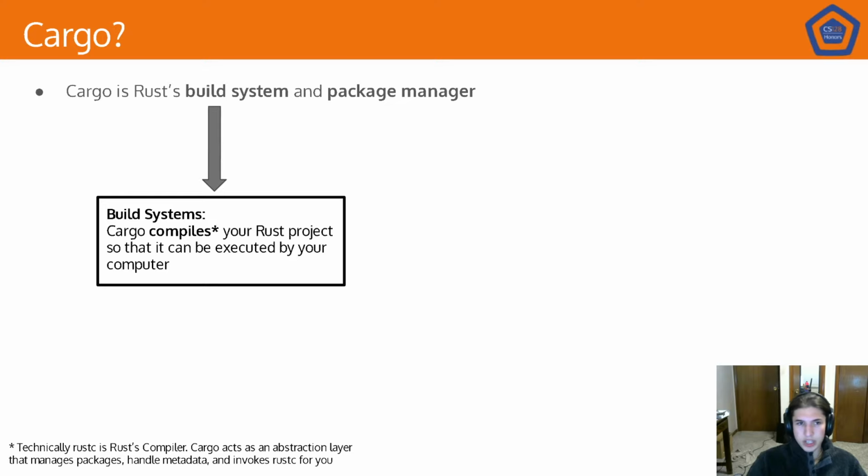Now, there's a caveat here. You can see the asterisk. Technically, rustc is Rust's compiler. And we'll actually take a peek at rustc in just a little bit here. But Cargo abstracts you away from rustc and does all of this handling at a higher level. It handles your packages, it handles your metadata, and it invokes rustc for you when you want it to. And again, we'll talk about this in a bit.